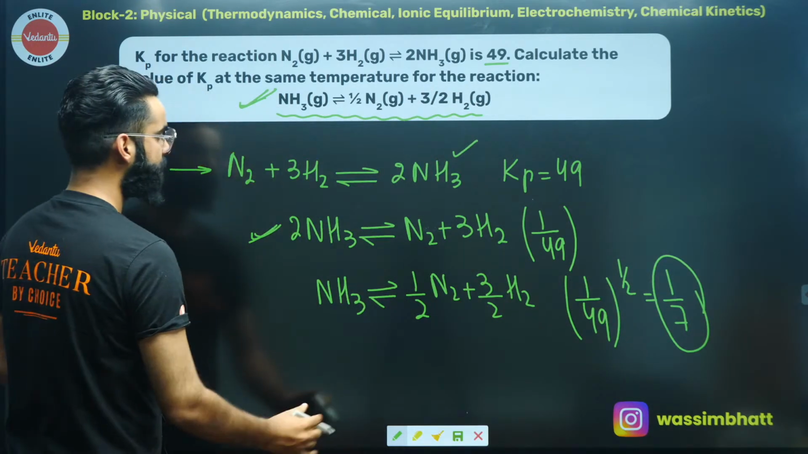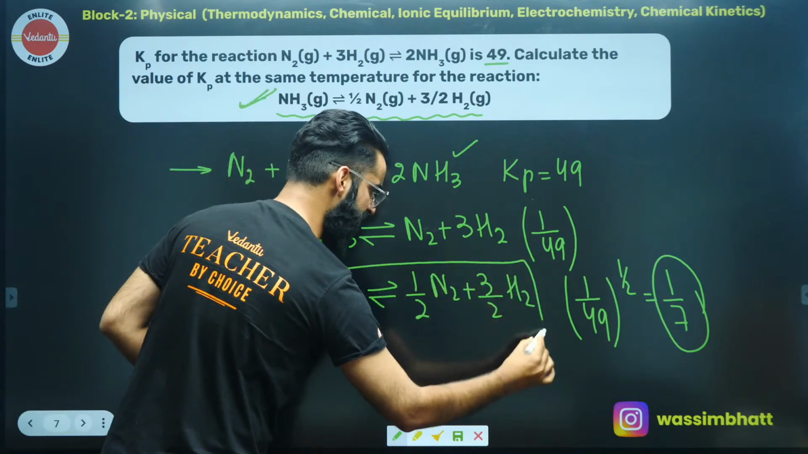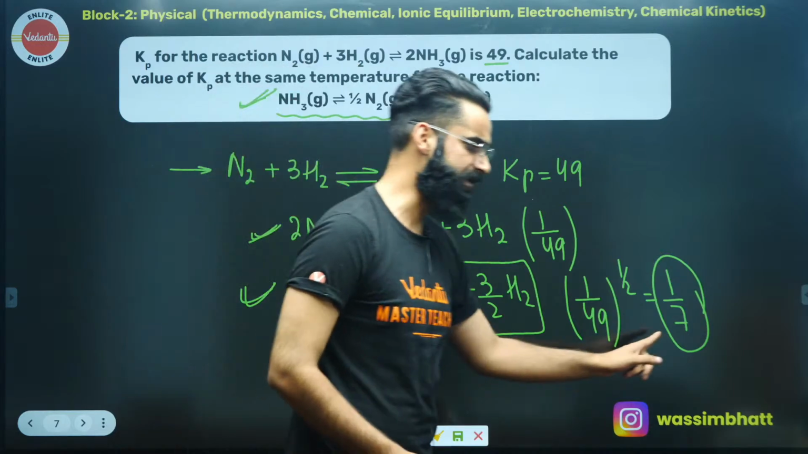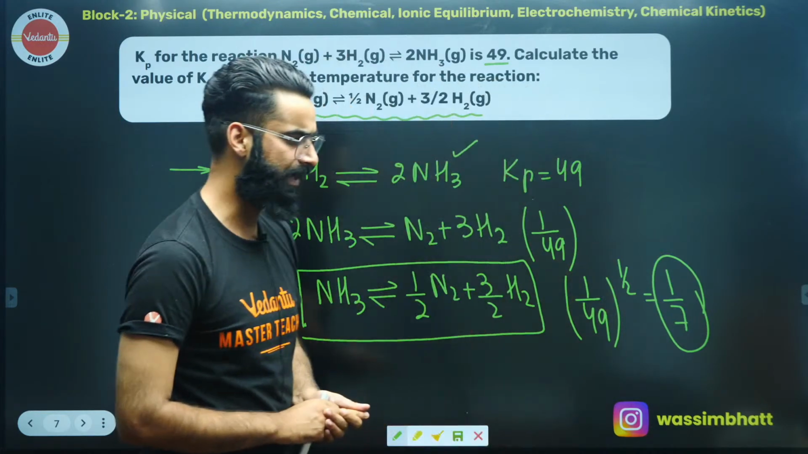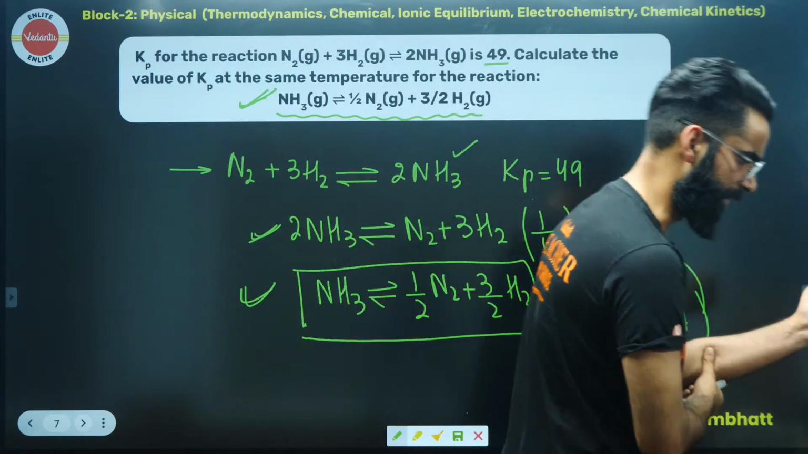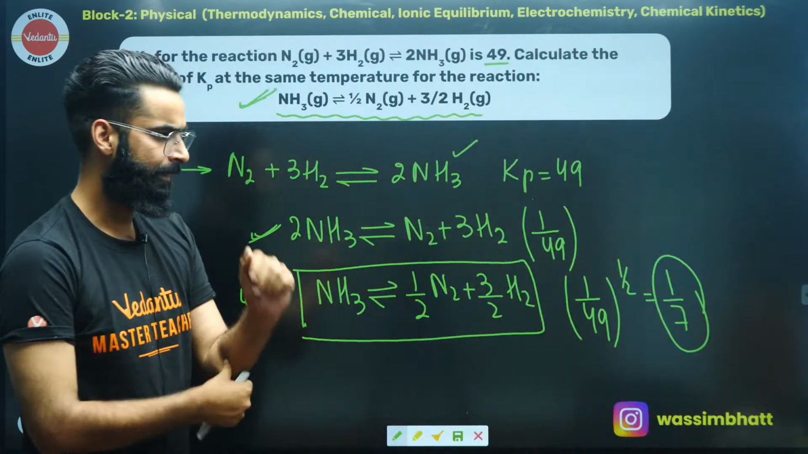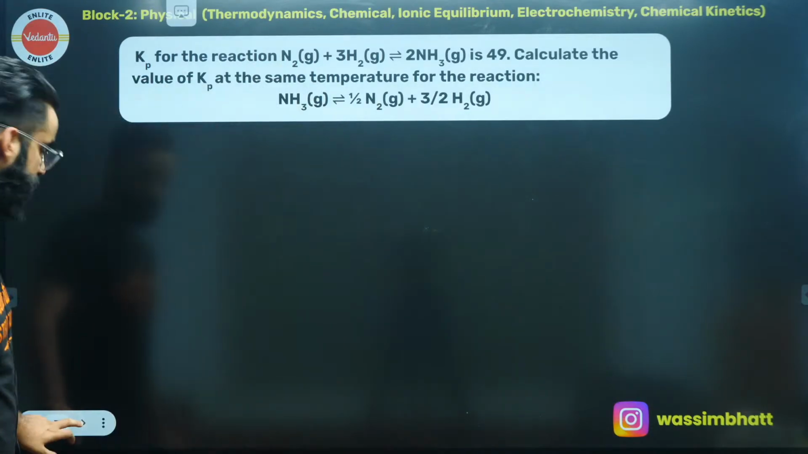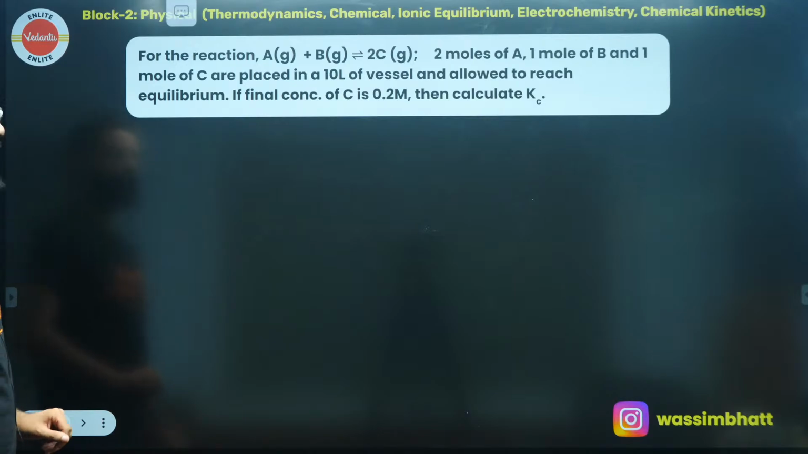Now people, this was the reaction for which the Kp value was supposed to get calculated, right? And we made the reaction and we got to know its Kp value is coming out to be 1 by 7 over here. I'm sure this concept is again clear to every one of you. Perfect? Yes, so one more concept cleared. Moving on to one more question.